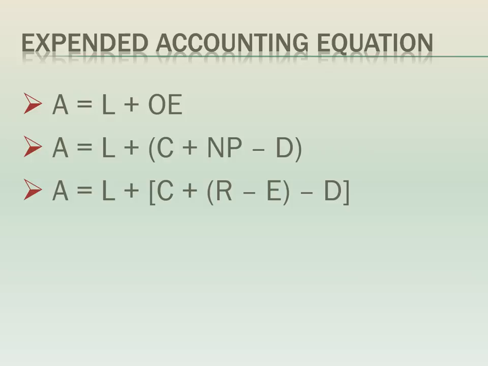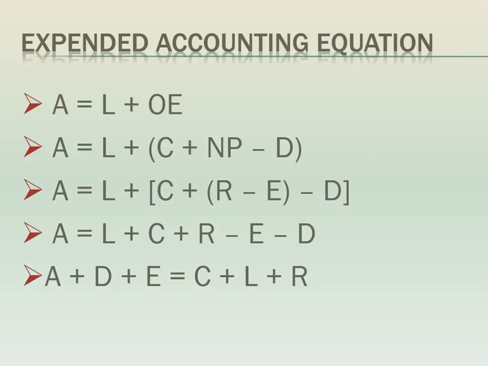And we deduct drawings, D. So in the end, the expanded accounting equation is assets equals liabilities plus capital plus revenue deduct expenses and also deduct drawings. This expanded accounting equation applies to a sole proprietor or sole trader. And to memorize the expanded accounting equation, we can simplify it as A, D, E, C, L, R.